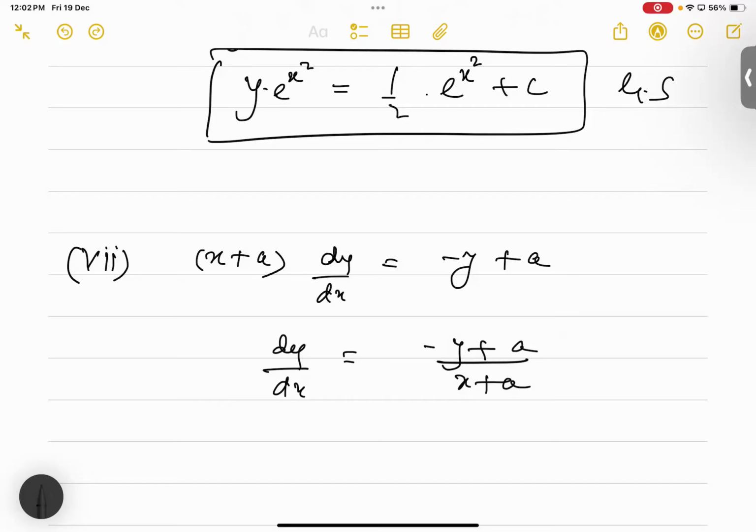Okay. For example, if I write x raised to 0 and y raised to 0, will it work here? Or y raised to 0 and x raised to 0? Yes, because x raised to 0 is 1. But then what is the degree of this? 1. What is the degree of this? 0. Degree mismatch. Right? The degree of x and y is not consistent. So this is not HD also.